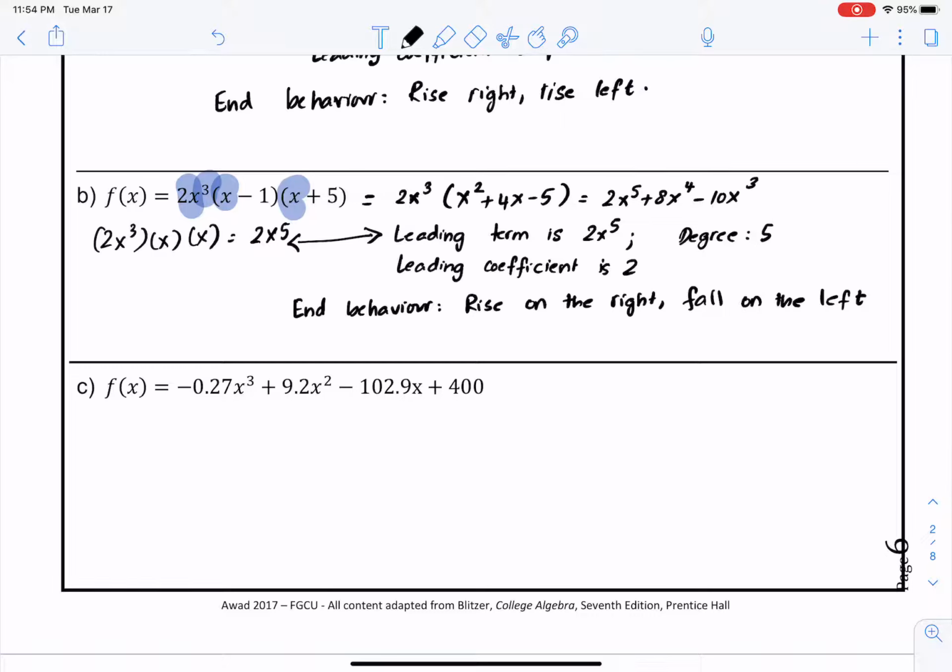Mind you, this trick only works if you have every single factor, for instance 2x cubed, x minus 1 and x plus 5, written in the proper form. In other words, the highest power has to be the leading term, and subsequent terms have to follow, decreasing powers, they have to follow the leading term.